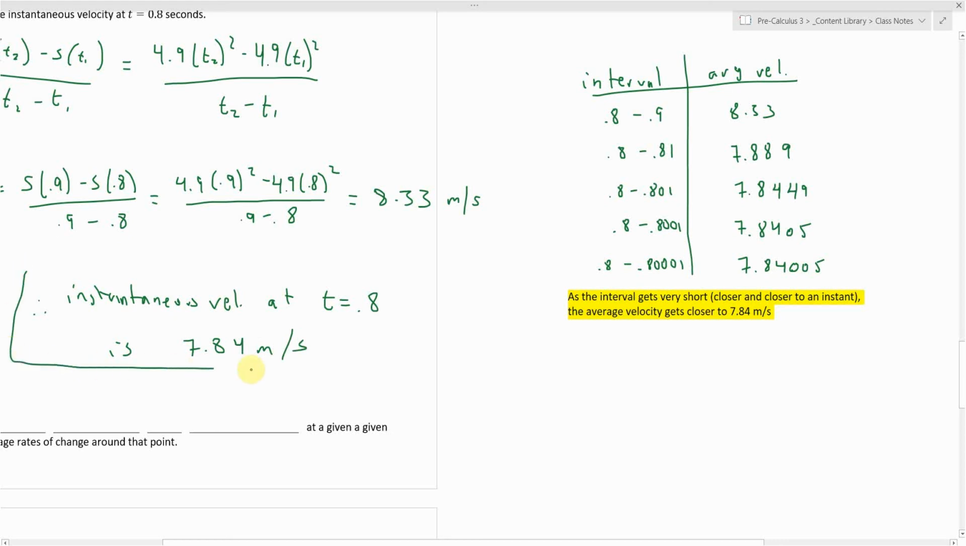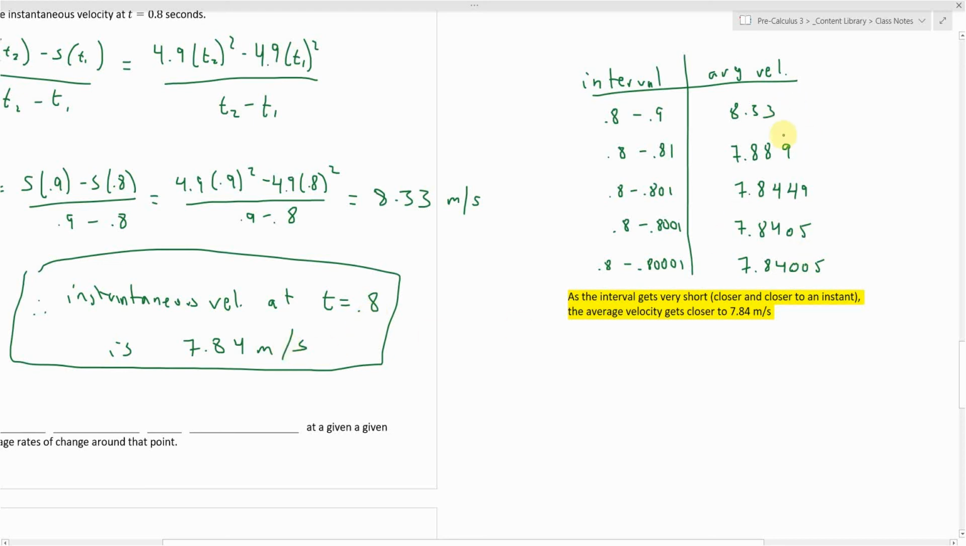Okay, what we're saying is as the interval gets very, very short, the average velocity is very, very close to 7.84. It's a big jump to say that at exactly 0.8, the instantaneous velocity is 7.84, but it feels very comfortable when you look at these tables.